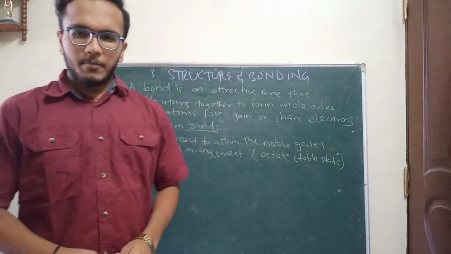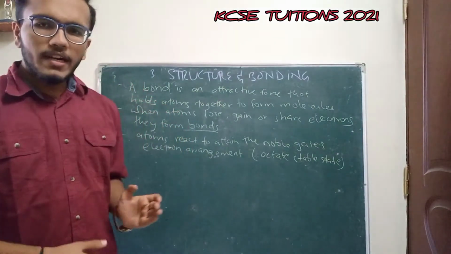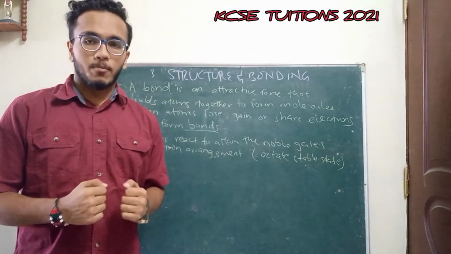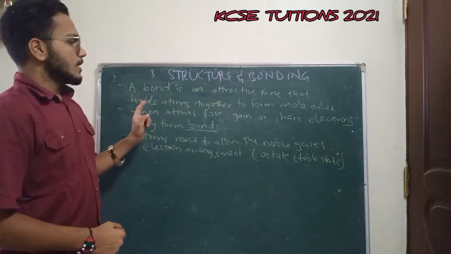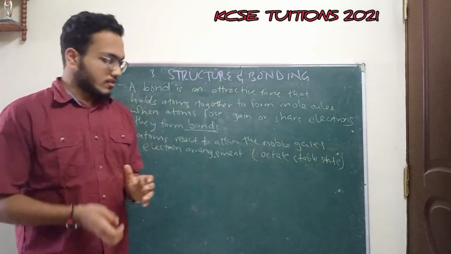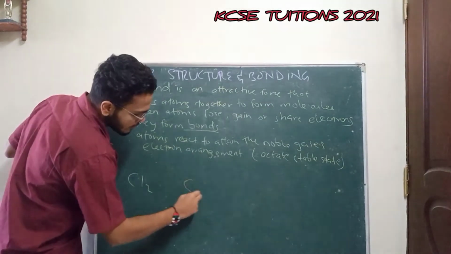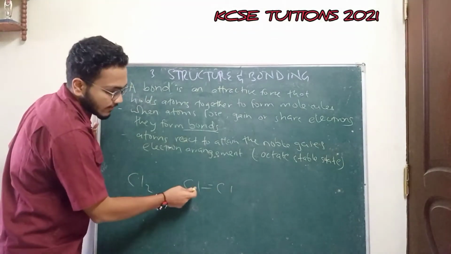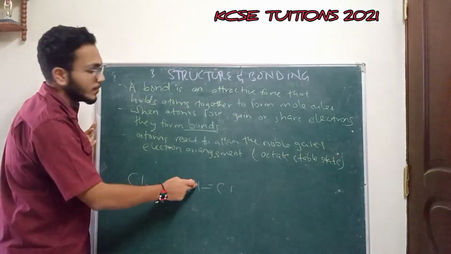So, topic number 3, structure and bonding. What is a bond? A bond is an attractive force that holds atoms together to form molecules, such as a chlorine molecule, Cl2. That is just an example. Two chlorine atoms bond together to form a chlorine molecule. So the bond is the force that is holding these two atoms together to form a molecule.